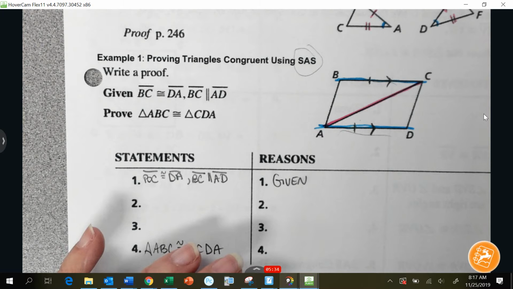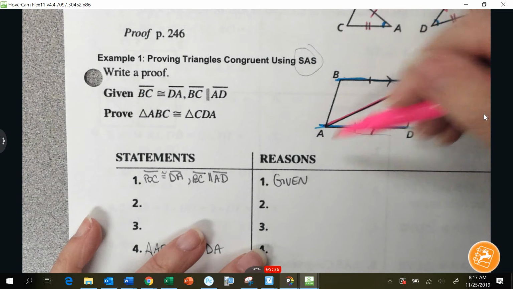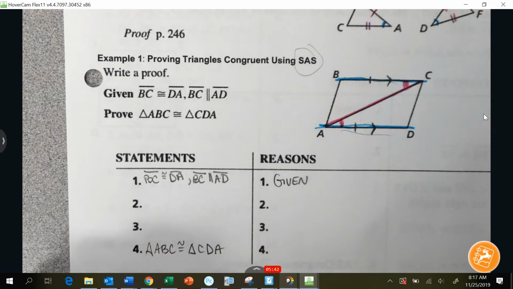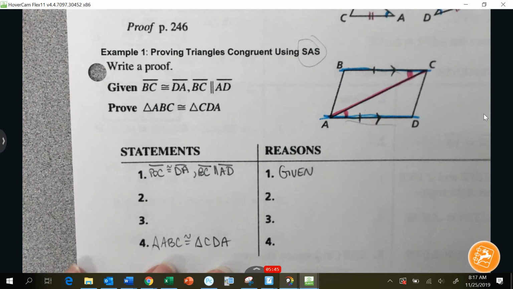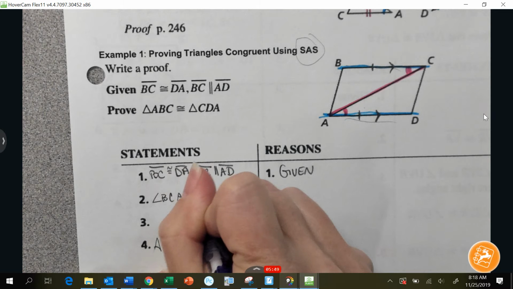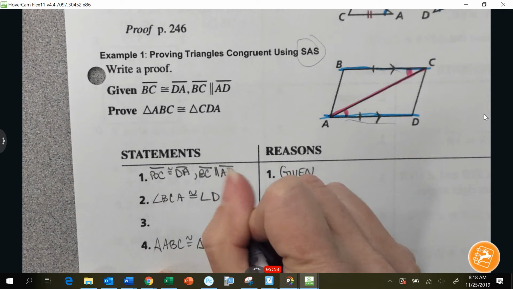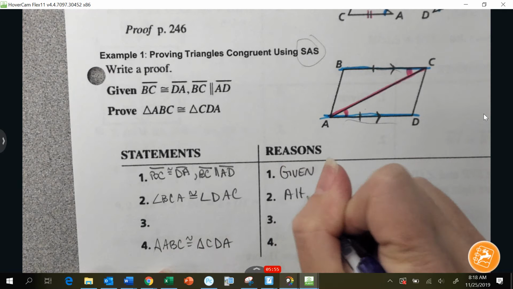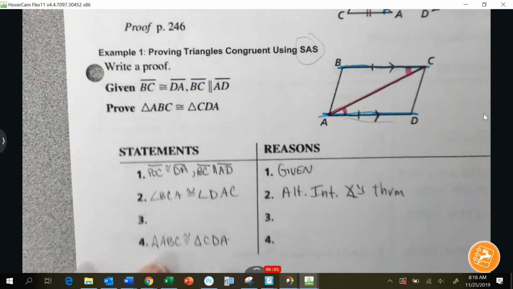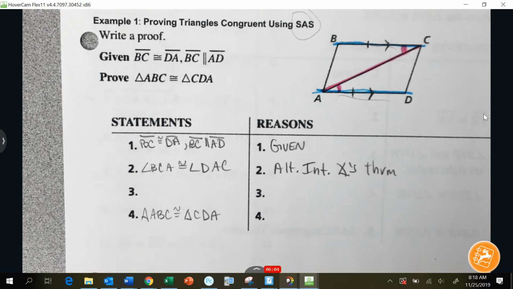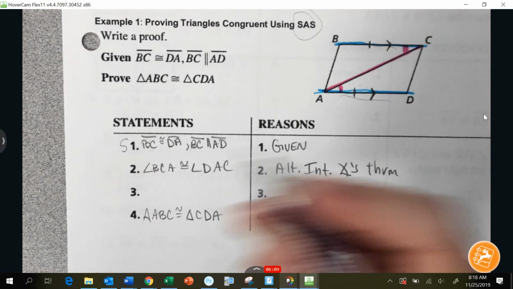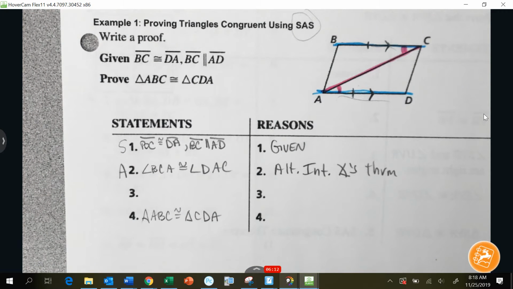Alex. Yes, and do you know the reason? Perfect. Those are alternate interior angles. So I'm going to say exactly what Alex said. Angle BCA congruent to angle DAC, alternate interior angles theorem. So we have our first side, we have an angle. What do we still need?